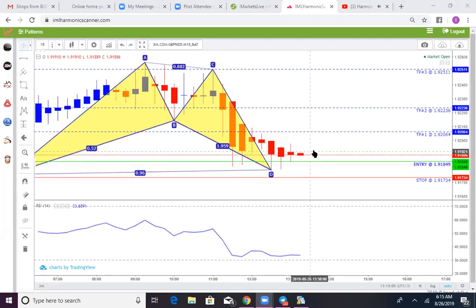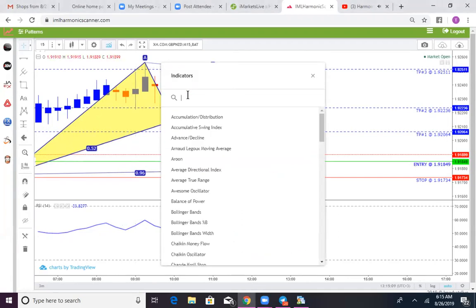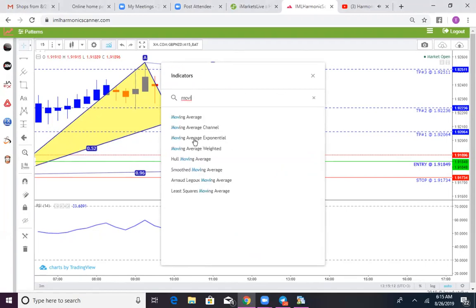So the next thing I do is I go ahead and I add my moving averages. You want to click on indicators, and you can punch in moving. They're exponential, so moving average exponential. You want to hit that 3 times.